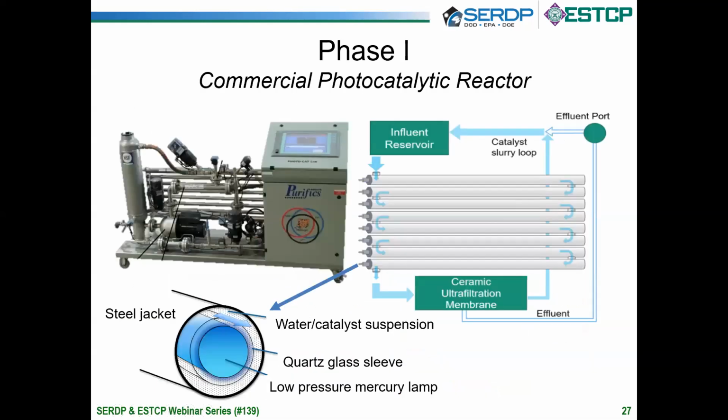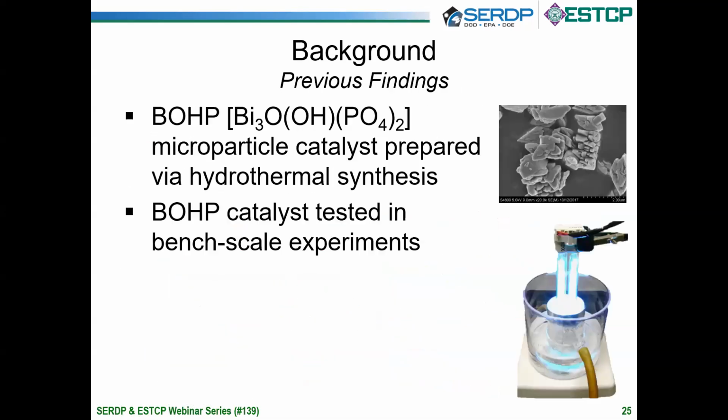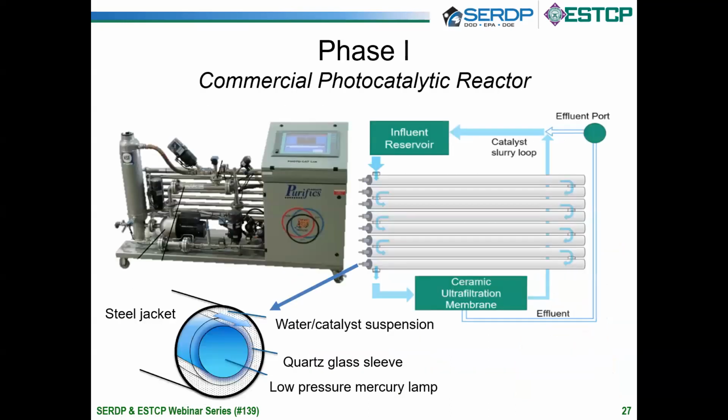So those results are in the bench immersion reactor shown here, which is simply a UV lamp put down in a suspension that's magnetically stirred with a water bath to keep it cool. Of course, we want to look at larger scale systems. So we've tested a commercial photocatalytic reactor made by Purifics, and this system normally uses TiO2, but we replaced that with our BOHP catalyst. And it's important to note that the actual photoreactors are quite different here.